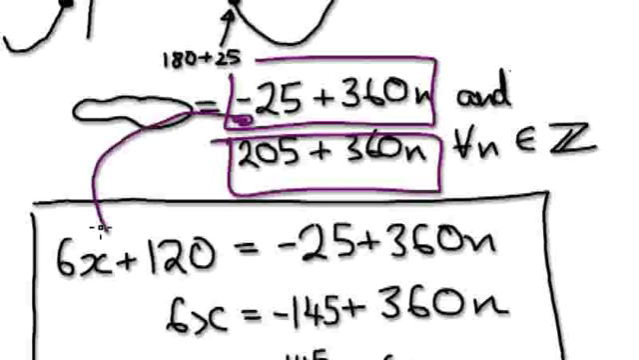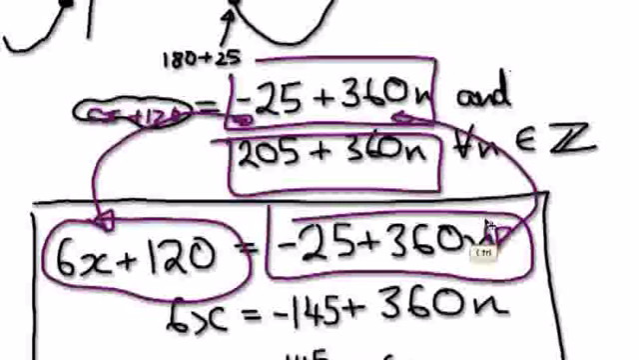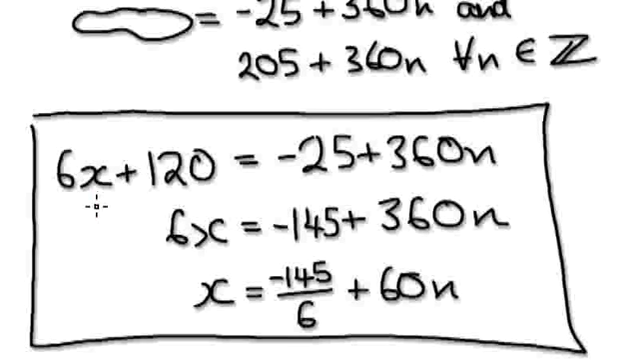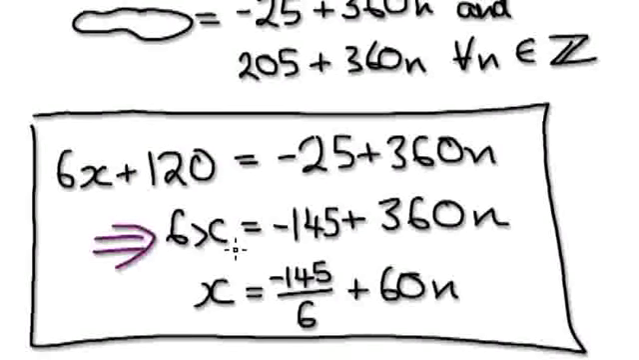Now, just looking at this one here. Remember, what was inside the bubble was 6x plus 120. So this is 6x plus 120 equals the first set of solutions. Then it's just a matter of solving for x. Take away 120 from both sides, that will give us this here. Then divide both sides by 6, so divide this by 6 and divide this by 6. That will give us this whole thing here.